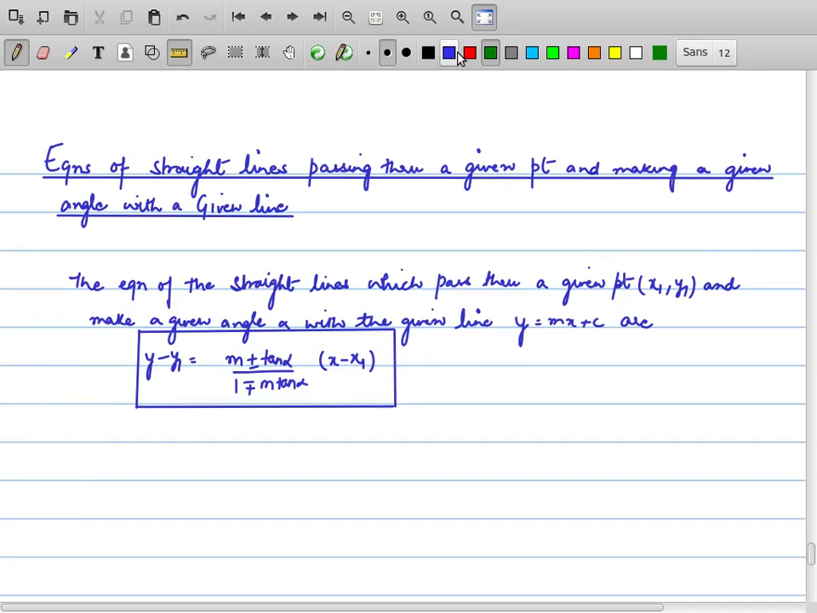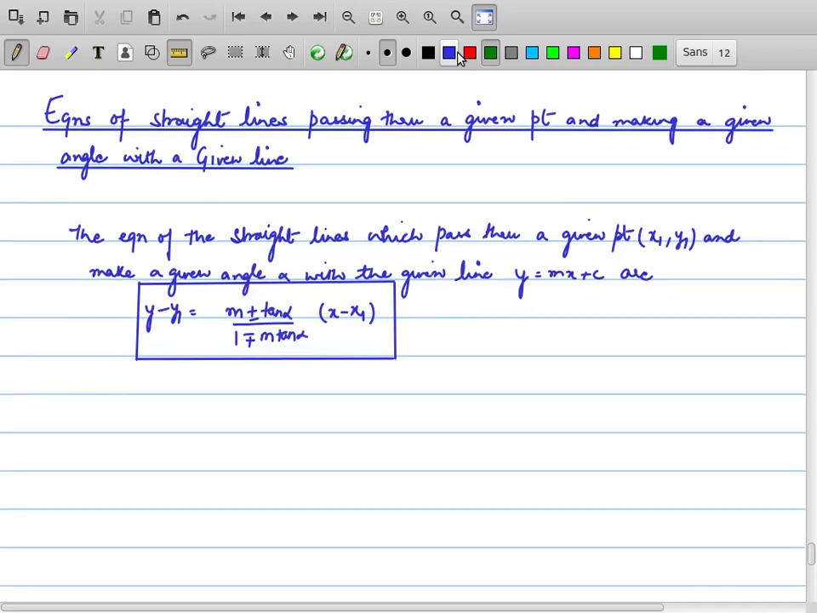Now the next topic that we will discuss is equation of straight lines passing through a given point and making a given angle with a given line. Now what does this say? We want to find the equation of a line which is passing through a given point. That is, the line is passing through a given point x1, y1. This point is known to us, and this line is making a certain angle.